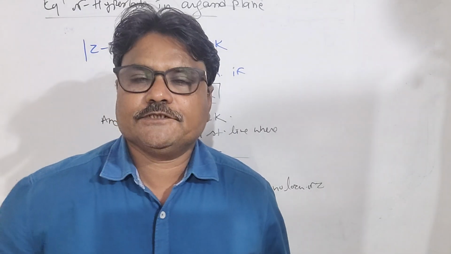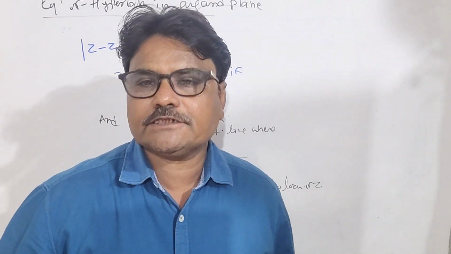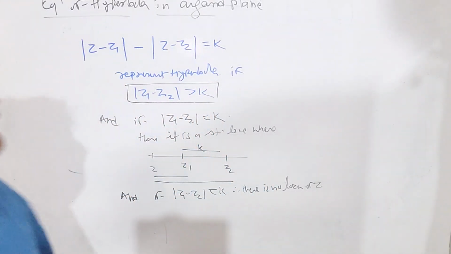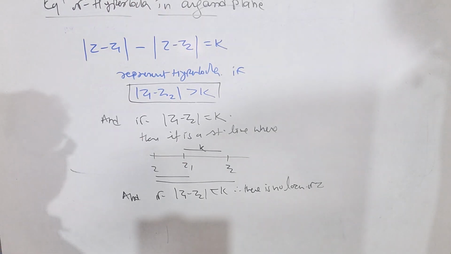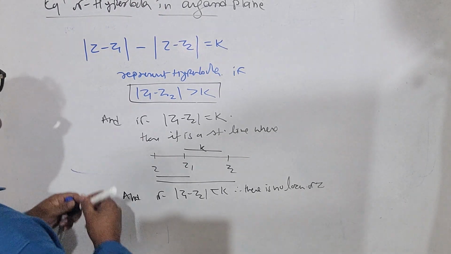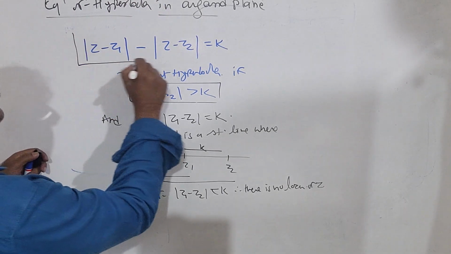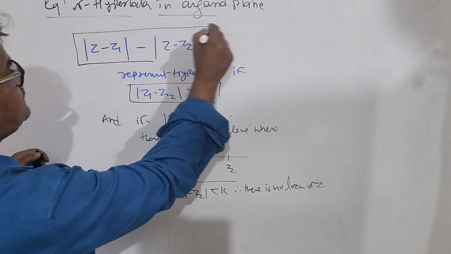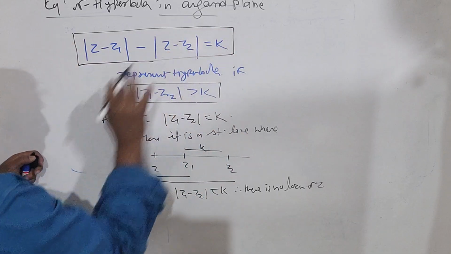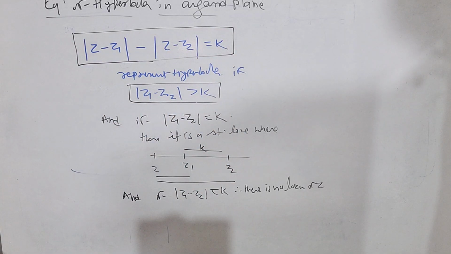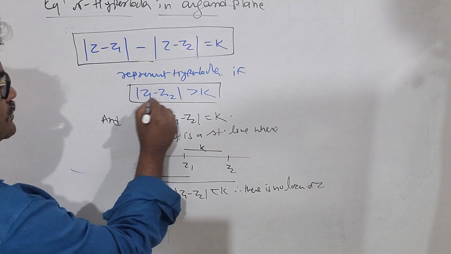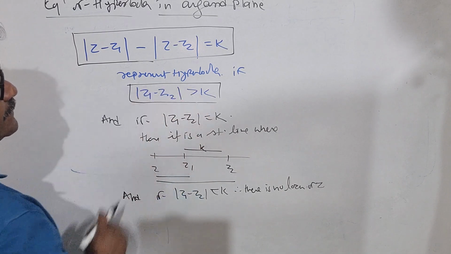Hello everyone, in this video we will see the equation of hyperbola in complex plane. This equation, modulus of z minus z1 minus modulus of z minus z2 equal to k, represents a hyperbola if modulus of z1 minus z2 is greater than k.